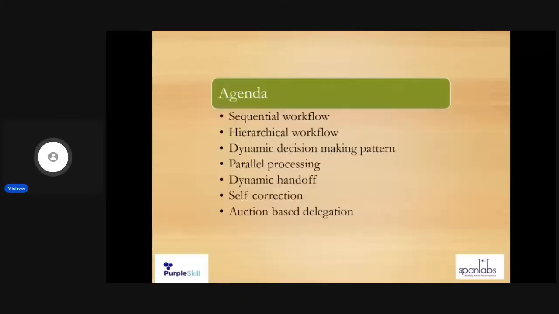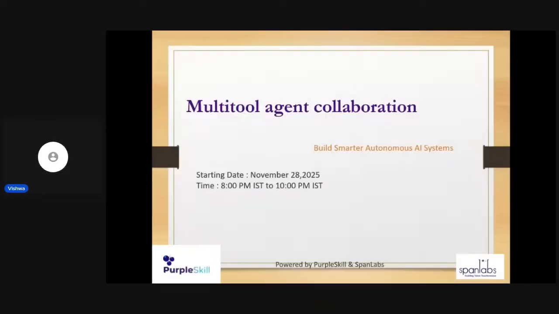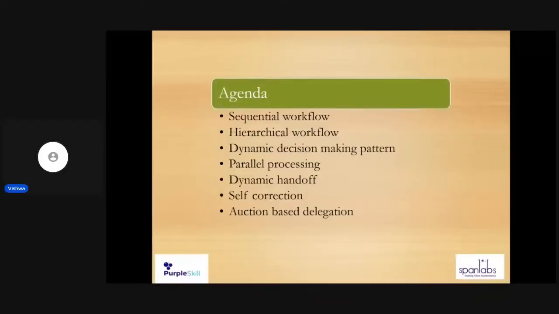We have done all the patterns right from basics to advanced. So sequential and hierarchical fall under basic. Dynamic decision making and parallel processing come under intermediate. Self-correction and auction-based come under advanced. So we have covered all different types of patterns of multi-agent collaboration, right from basics to advanced, correct? So that's what we covered as such.